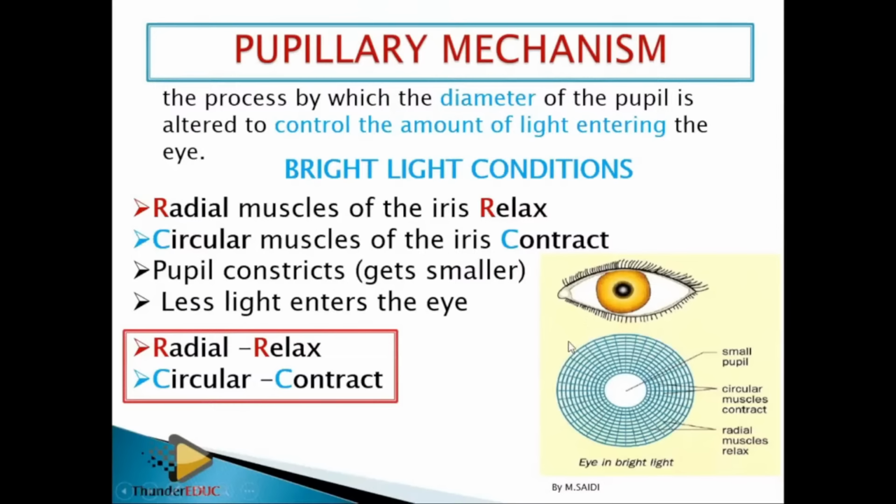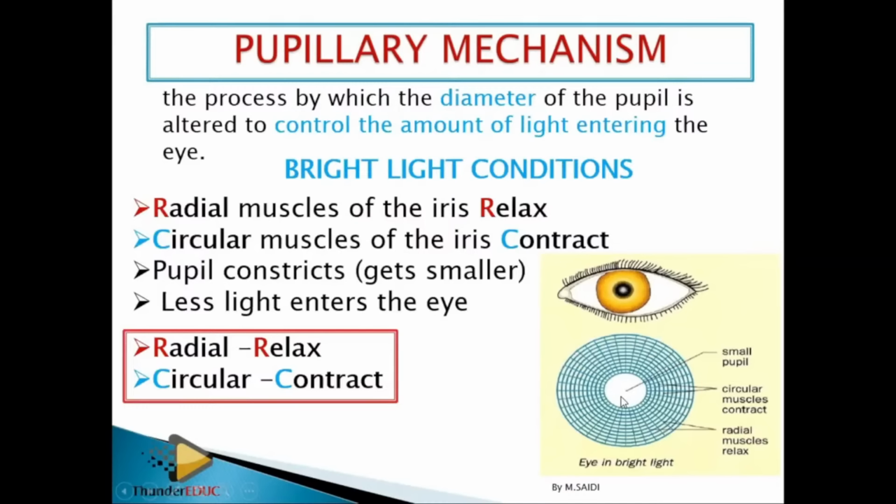So if you look at circular muscles, they call them circular muscles because they're in circles. They're like in circles. So that's why it's called the circular muscles. And then radial muscles, it's like a radius. So that's why it's called radial muscles. When the radial muscles relax, then the circular muscles will contract.